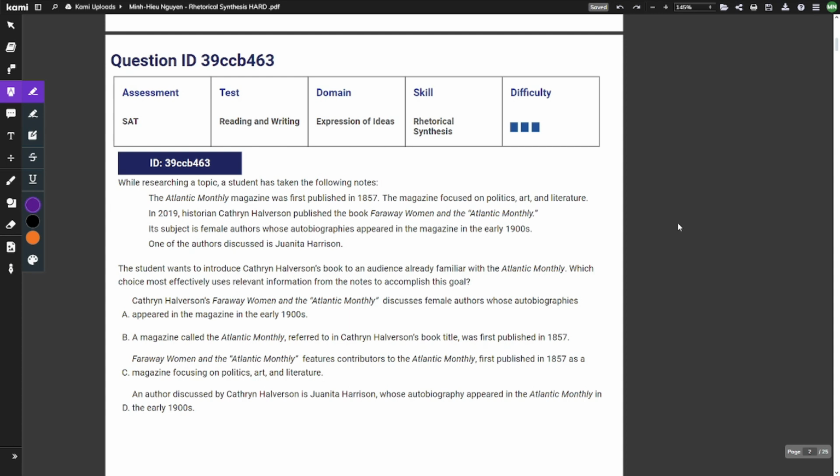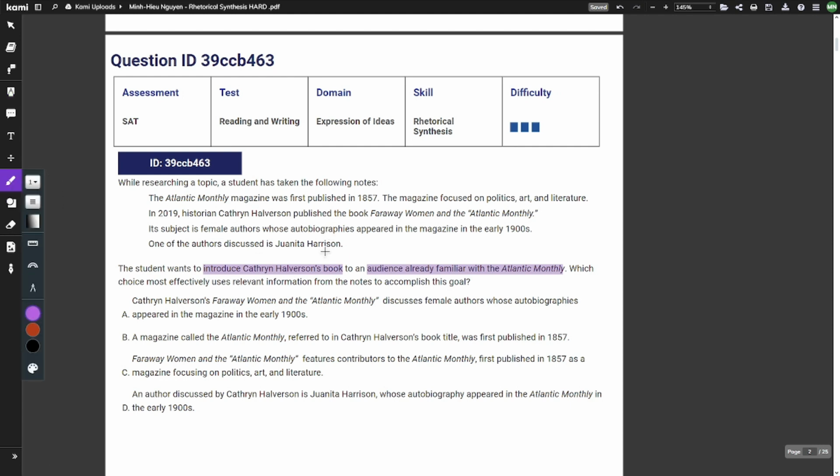Question number 2, let's find the task. This time I'm gonna highlight it because I realized that drawing a box, I'm really bad at drawing boxes. So anyways, the task is to introduce Catherine Howerson's book to an audience already familiar with the Atlantic Monthly. So there's two important things to this. The first thing, we need to introduce her book. Alright, that's the first thing. The second thing, the audience should already be familiar with the Atlantic Monthly.